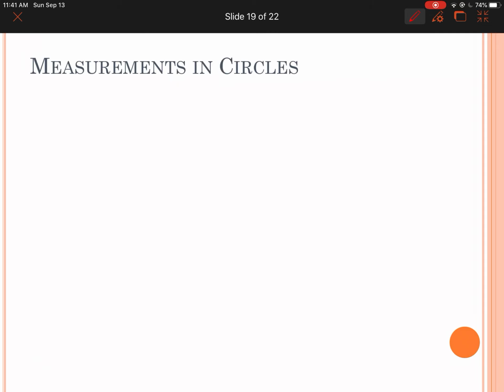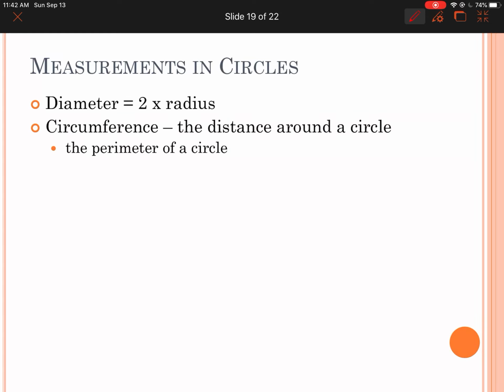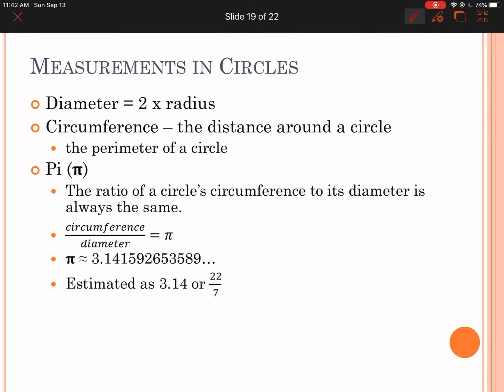There's some different measurements that are important within a circle. First of all, the diameter is equal to 2 times the radius. That makes sense. The circumference, well, first of all, we need to define it: it's the distance around the circle, or we could say the perimeter of a circle. There's a term pi, which you've heard of, and there's the symbol for it. It's a Greek letter. This is the definition of pi: it's the ratio of the circle's circumference to its diameter. It's always the same, and it's equal to pi.